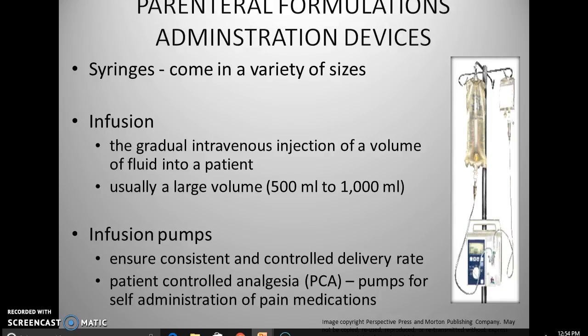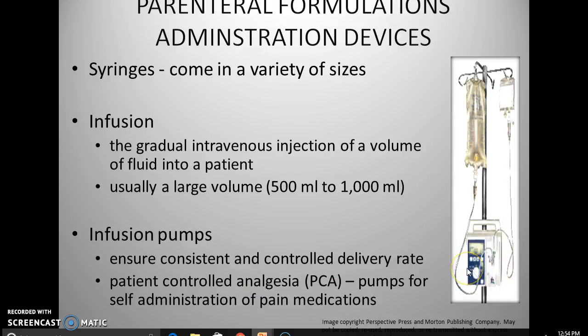When we talk about infusions, infusion is a gradual intravenous injection of a volume of fluid into the patient, and it could use a large volume from 500 milliliters up to 1 liter. A lot of times to infuse medicine or to rehydrate the patient. Something that can be very helpful, as you can see here, in that gradual infusion of the volume of fluids into the patient is what's called an infusion pump, and this is what you see here.